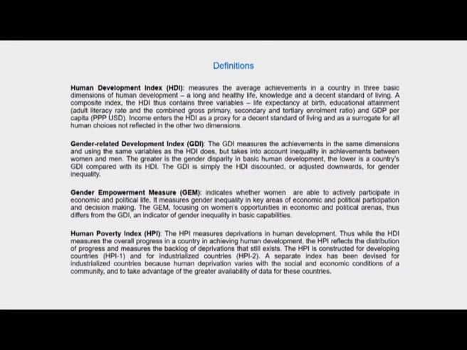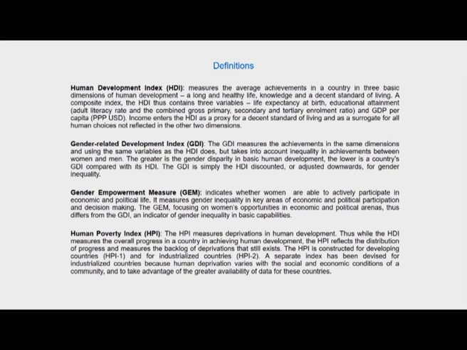It's a composite index and it contains 3 variables: life expectancy at birth, educational attainment in terms of adult literacy and combined gross primary, secondary and tertiary enrollment ratio, later mean years of schooling and expected years of schooling, and GDP per capita, later GNI per capita. Income enters the HDI as a proxy for a decent standard of living and as a surrogate for all human choices not reflected in the other 2 dimensions.